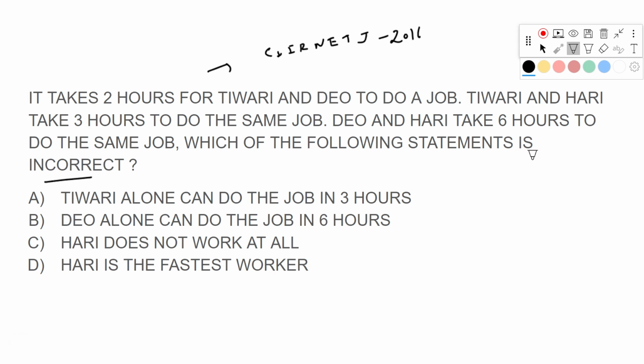They are asking incorrect, right? The options: Tiwari alone can do the job in 3 hours. Dio alone can do the job in 6 hours. Hari does not work at all. Hari is the fastest worker.